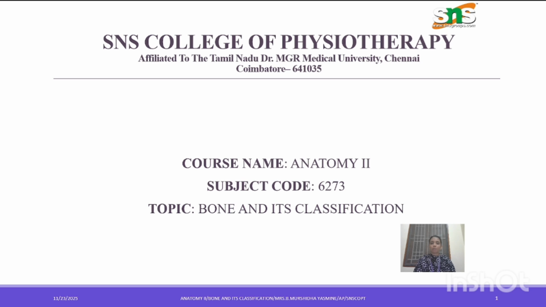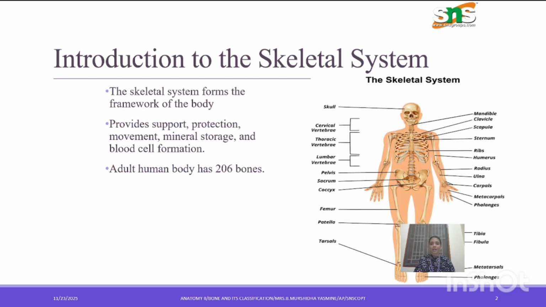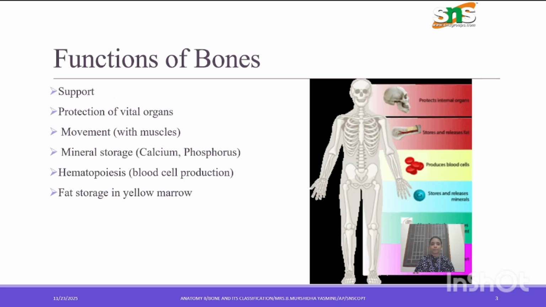Today's topic is bone and its classification, which is a fundamental topic in the subject anatomy. To start with the introduction about the skeletal system, bone is a specialized connective tissue which forms the entire skeletal system that serves as a framework for the human body. The adult human body has 206 bones and the skeletal system provides various functions which are essential for our body.